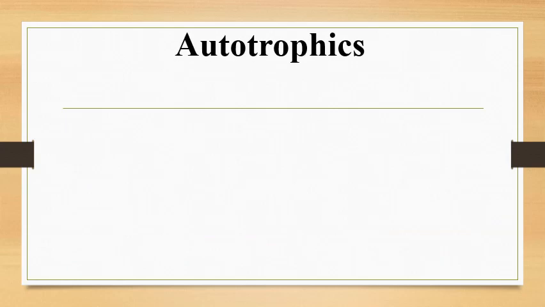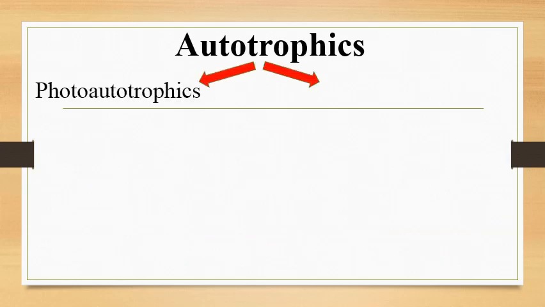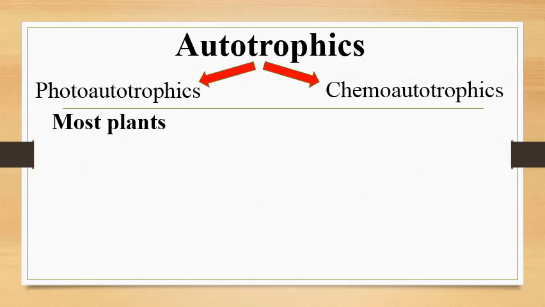Autotrophics are of two types. Photoautotrophics that utilize solar energy for the food production. Most of the plants are photoautotrophics. Second is chemoautotrophics that use chemical reactions for food production. Most of the bacteria are chemoautotrophics.